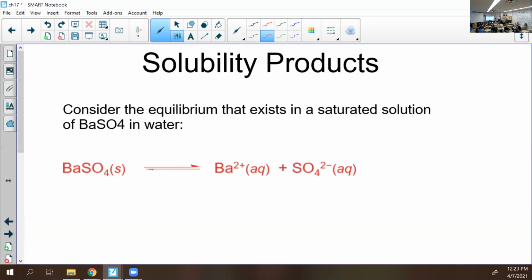Okay. Here we go. Will you write the equilibrium expression for this? The Kq? What would that be? Oh, don't say it out loud. Write it on your fake notes. Here you go.